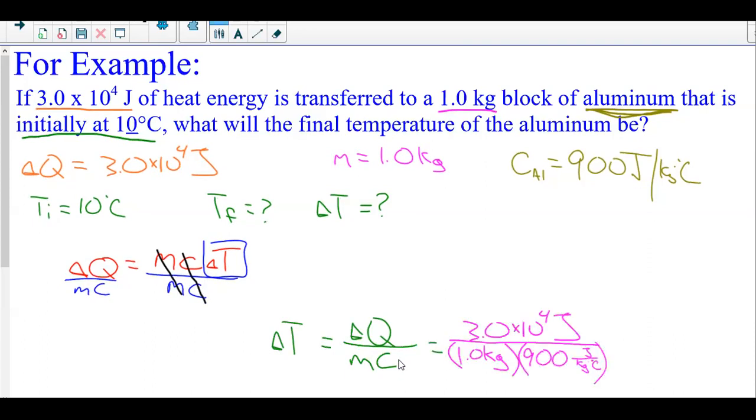So once you got that solved for, you can just plug in your numbers. So your 30,000 joules divided by your 1 kilogram and divided by your 900 joules per kilogram degrees Celsius. You can cancel a joule there, you can cancel a joule there. Your kilograms will cancel, so your mass will cancel with this denominator there. And the only thing that's left is this per degree Celsius that's inside a denominator.